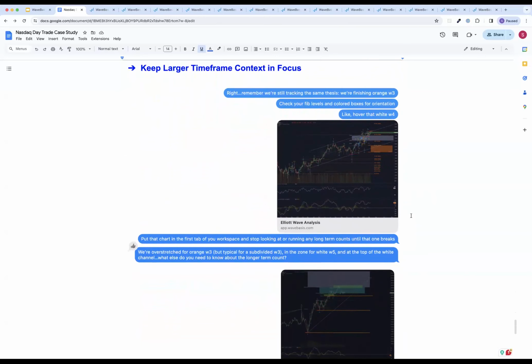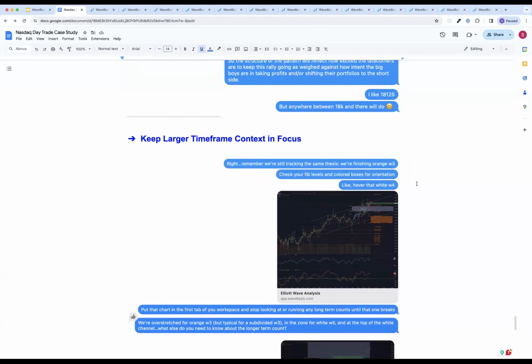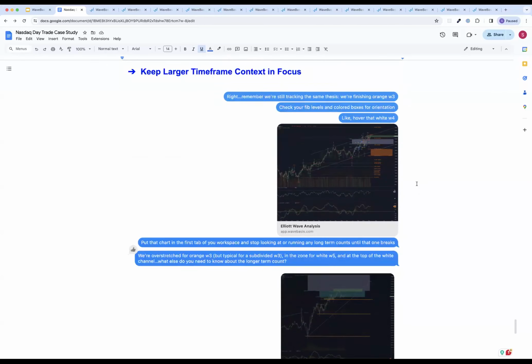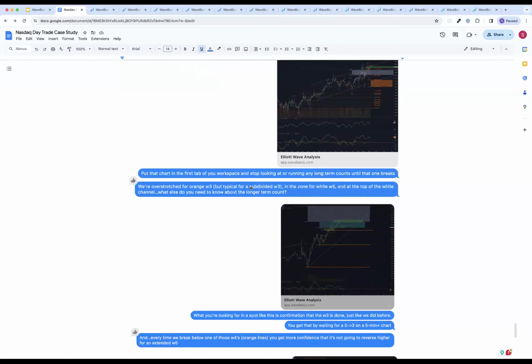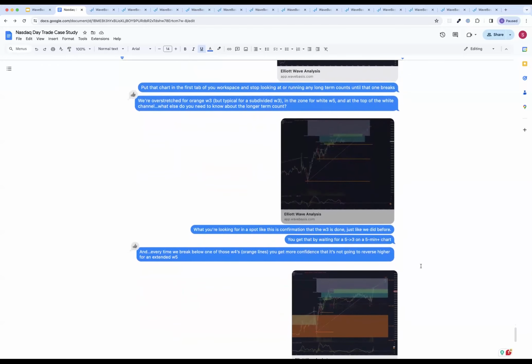But again, it's always a good time, at this point I was responding to him. He was confused about the larger time frame wave count. He hadn't kept the count in his mind. And so I sort of reminded him, we're overstretched for orange wave 3, but typical for a subdivided wave 3, in the zone for white wave 5, and at the top of the white channel. So I was fussing at him a little bit.